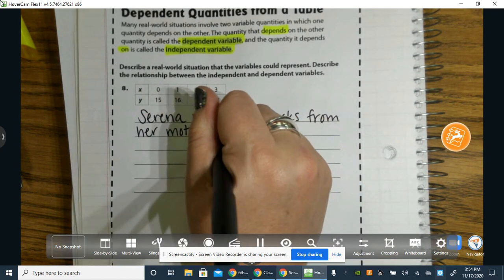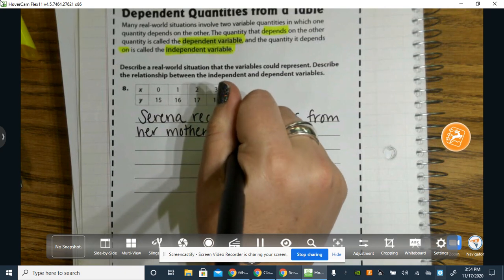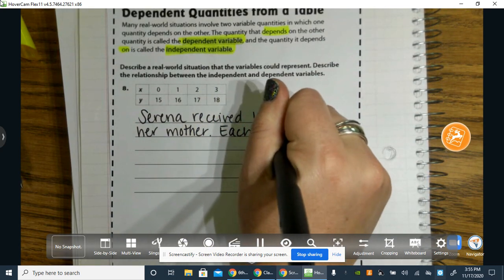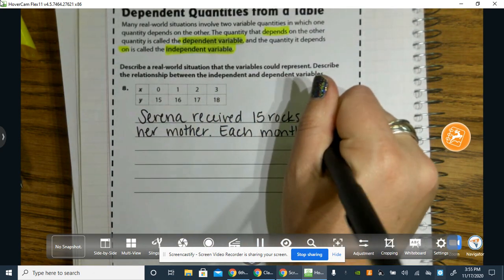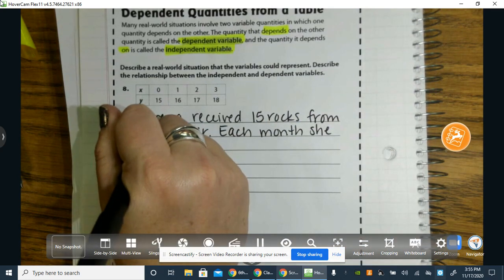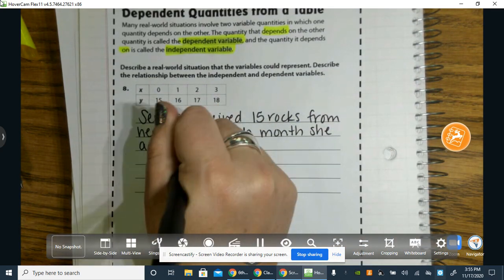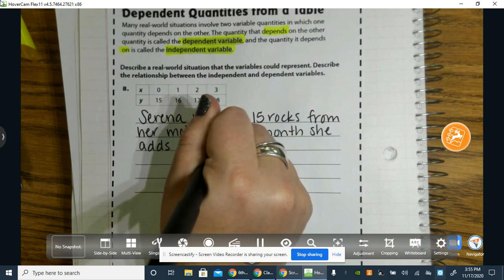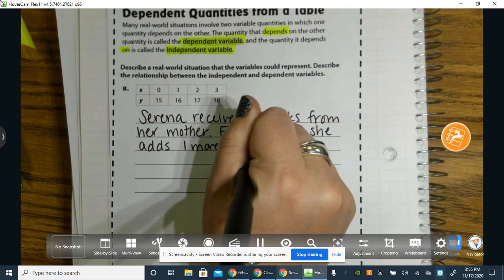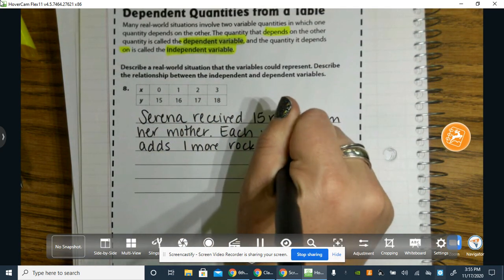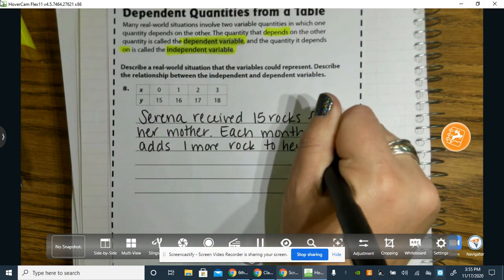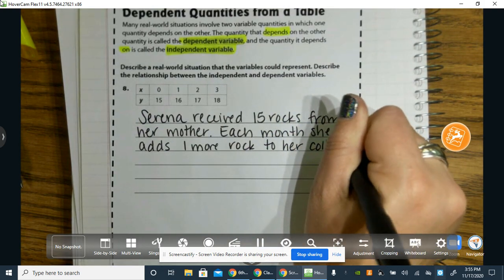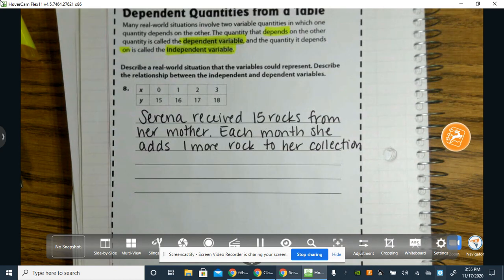So each month, she adds one more rock to her collection. Okay, there's my word problem right there.